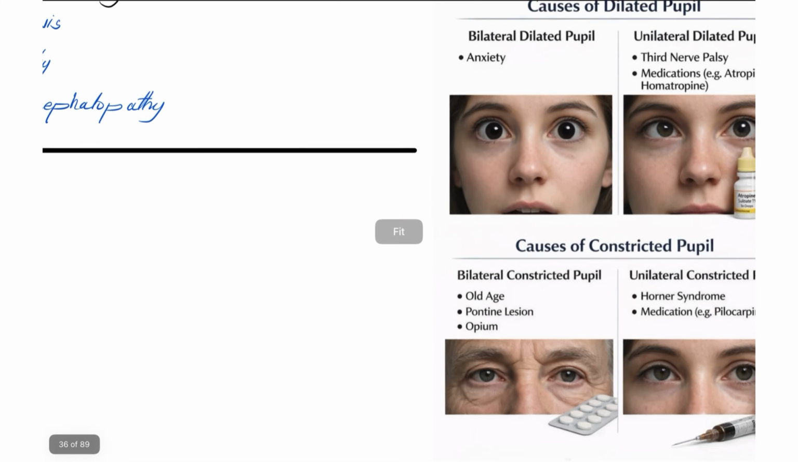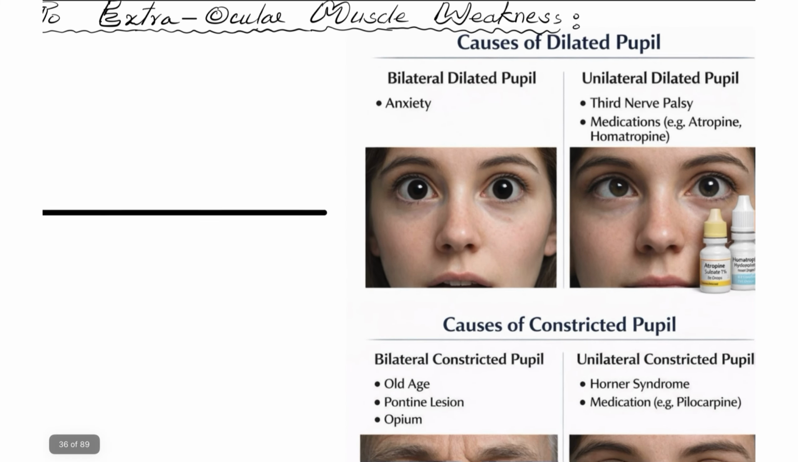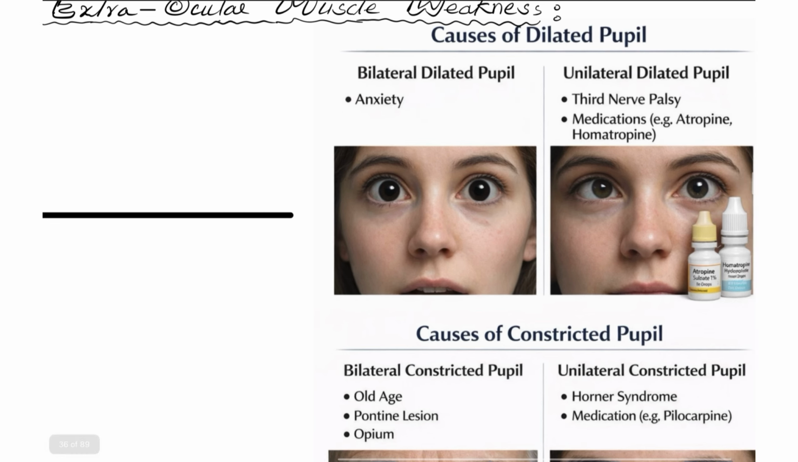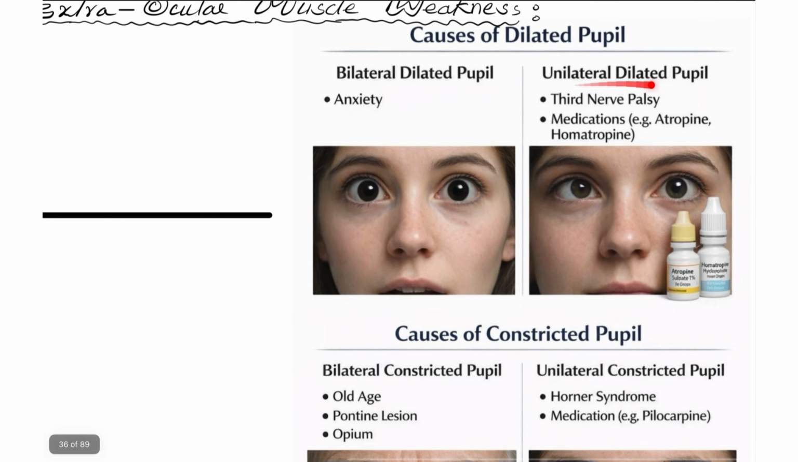Now let's focus on this one. There are some causes of dilated pupil. For example, if there is bilateral dilatation of the pupil, that can occur in anxiety. But if there is a unilateral dilated pupil, it can be because of third nerve palsy or some medications like atropine and homatropine, which are cholinergic antagonists.